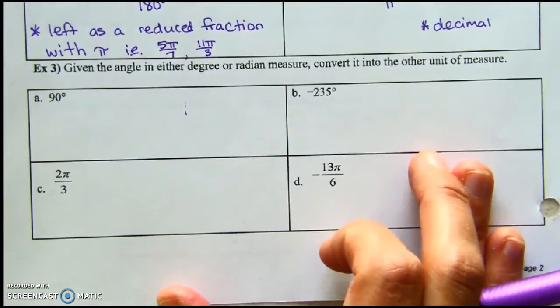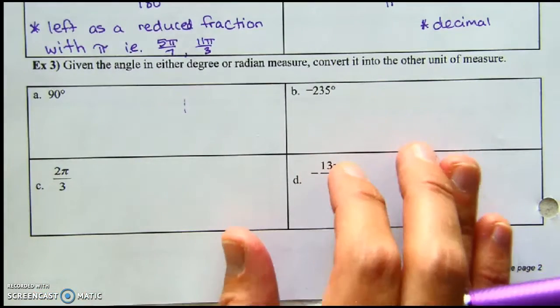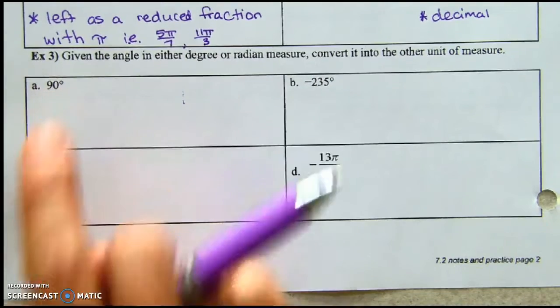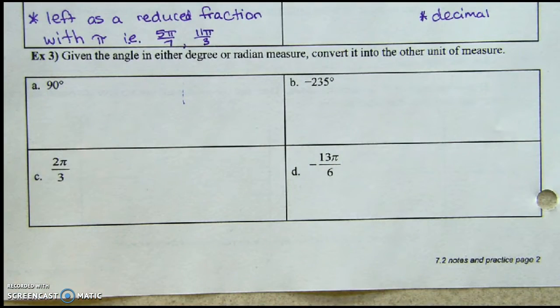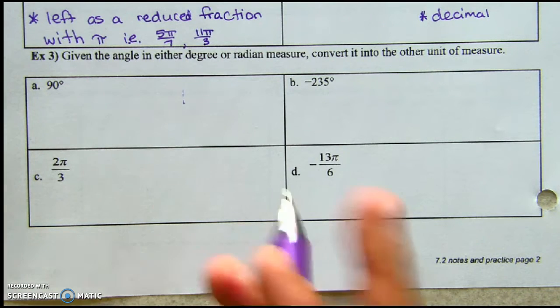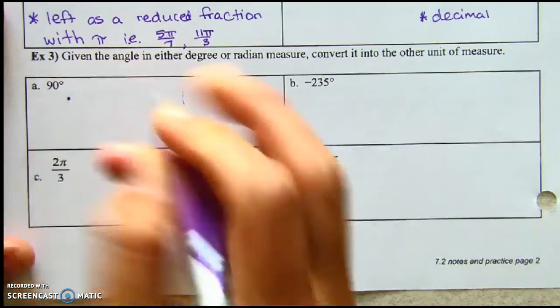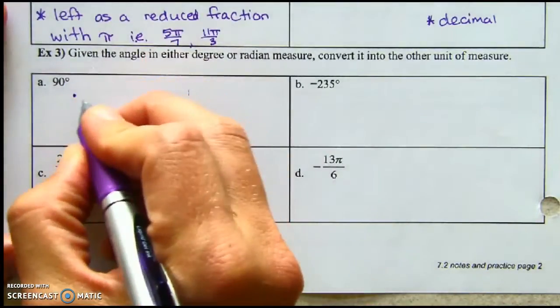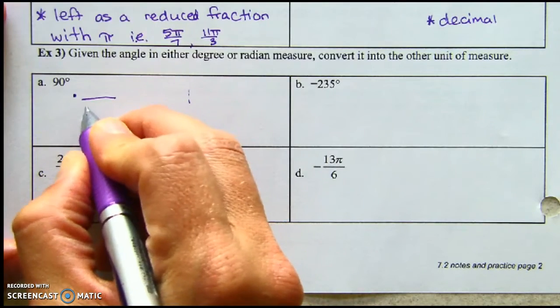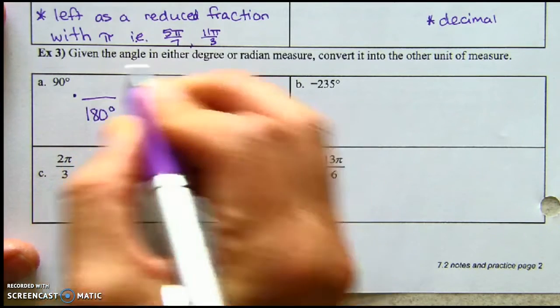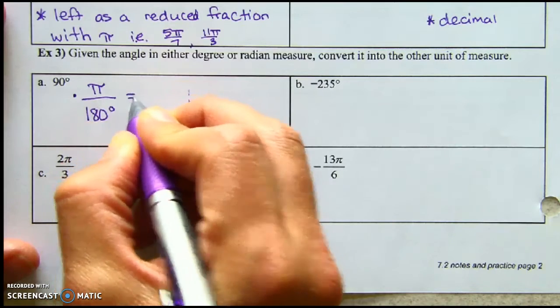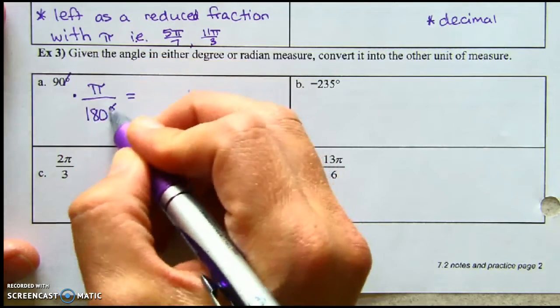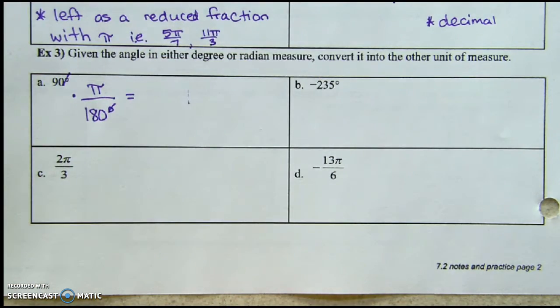You ready? Here we go. Let's do some examples. Convert from radian to degree or degree to radian. What are we starting with here? 90 degrees. We want the degrees to cancel. So watch. I don't use this ever. If I want the degrees to cancel, where do the degrees need to go? In the denominator, because I want the degrees to cancel and be left with radians.